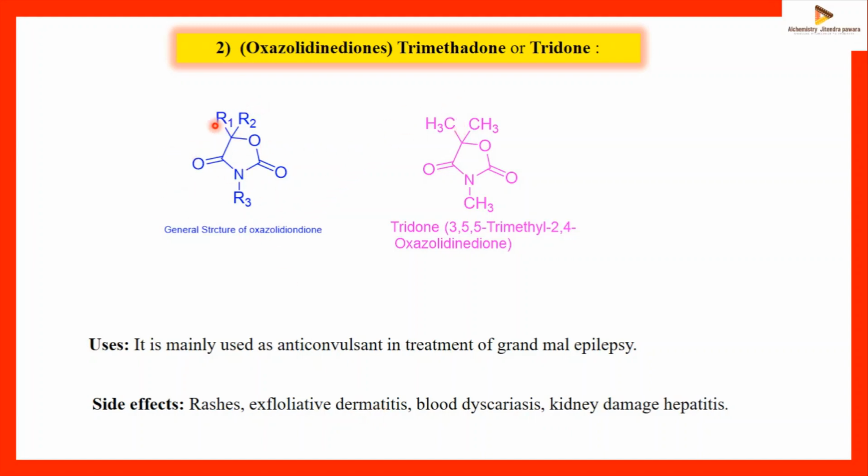This is the general structure of oxazolidinedione. In Tridione, R1 and R2 are replaced by methyl groups, and R3 is also a methyl group. The name of Tridione is 3,5,5 trimethyl 2,4 oxazolidinedione, and it is used as an anticonvulsant in the treatment of grand mal epilepsy, and in combination with phenytoin it is also used in the treatment of petit mal epilepsy. And these are the side effects: skin rashes, exfoliative dermatitis, blood discrepancies, kidney damage, and hepatitis.